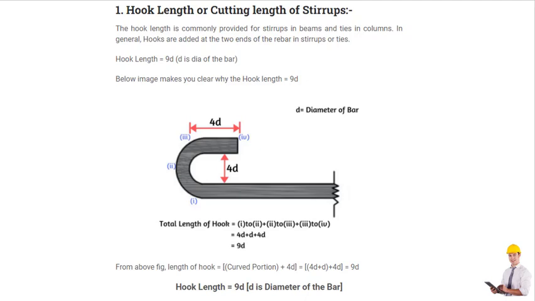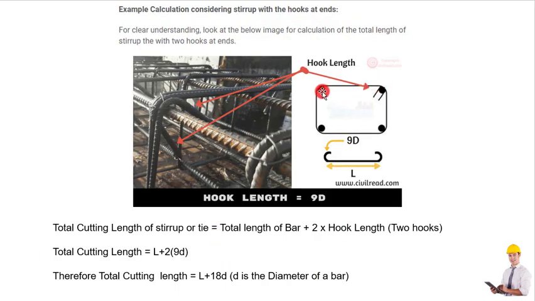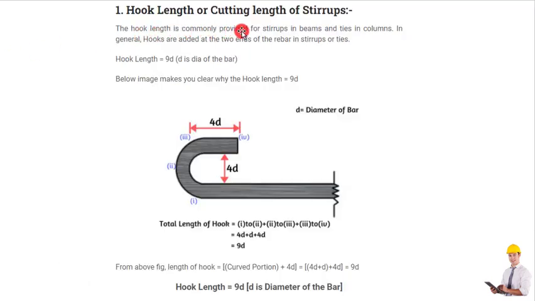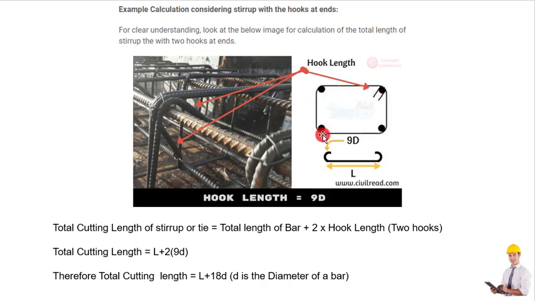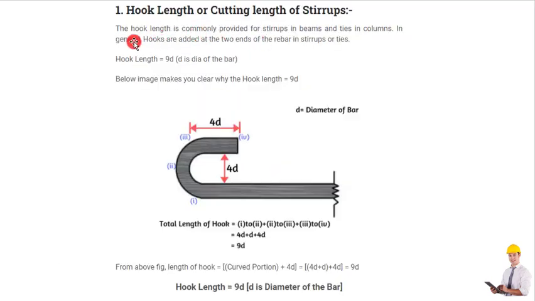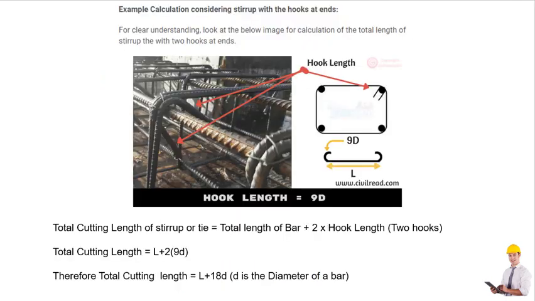I hope you know what actually a stirrup is. This is the stirrup, right? The hook length is commonly provided for stirrups in beams and ties in columns. In columns this is called a tie, and in beams this is called a stirrup. In general, hooks are added at the two ends of the rebar in stirrups or ties.